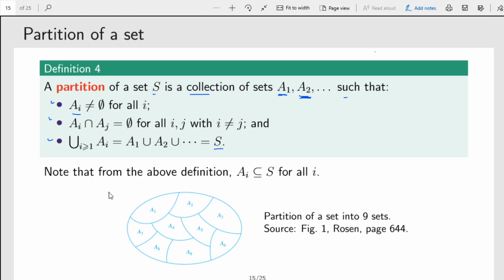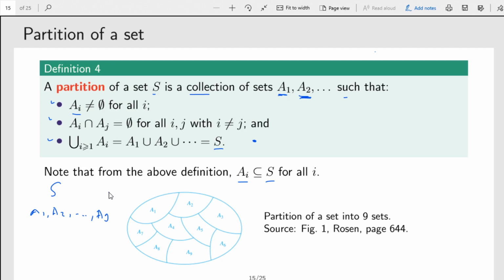Now, of course, from the above definition every member of a partition is actually a subset of S, right? This is pretty clear from here. Now, here is an example or an illustration of partition. If you have a set S defined and the partition is A1, A2 up to A9, then you could divide it here. You see this circle representing S and the partition representing parts of S, and between two different parts you have disjointness.